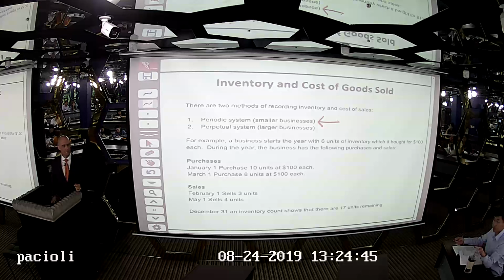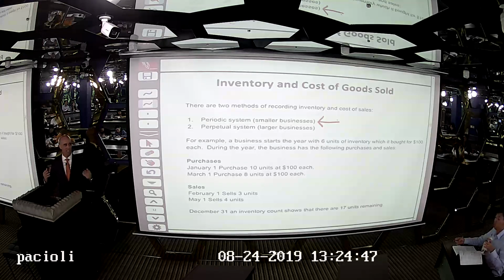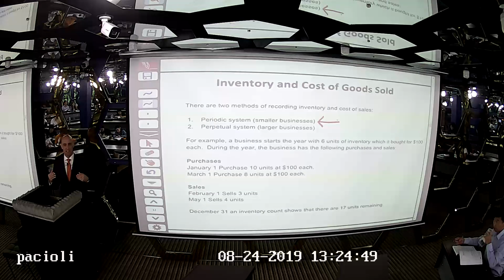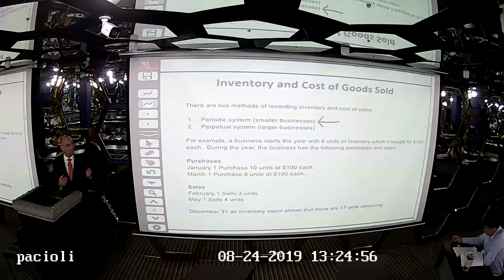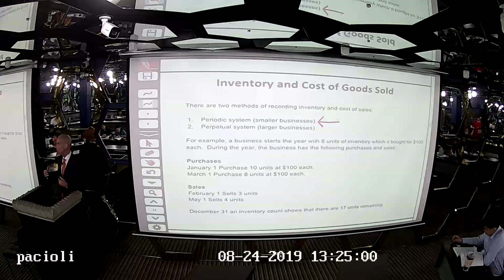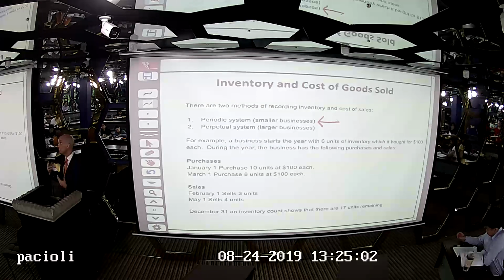The second way is a perpetual system. In the perpetual system, you calculate the cost of sales every time you make a sale. The word perpetual means continual. You are updating your cost of goods sold. You are updating your inventory continually.